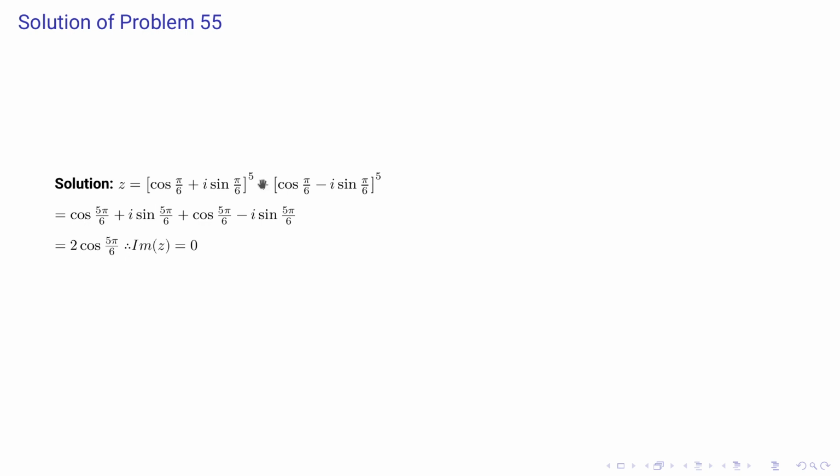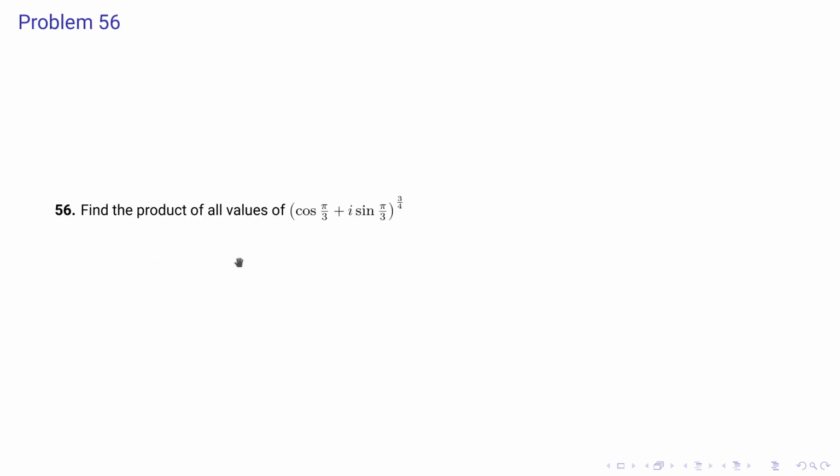Now we bring this inside, we get cos 5 pi by 6 plus i sin 5 pi by 6 plus cos 5 pi by 6 minus i sin 5 pi by 6. So the sine terms will get cancelled because of the difference in signs, and this will become 2 cos 5 pi by 6, which is purely real, so the imaginary part of z is 0.